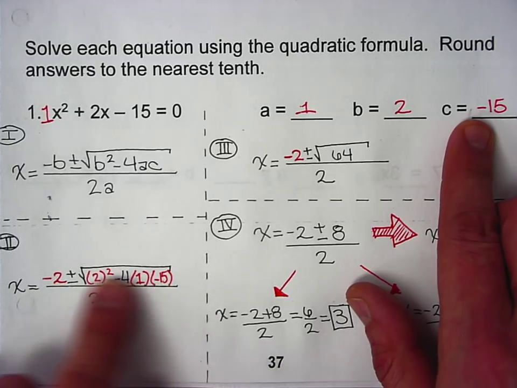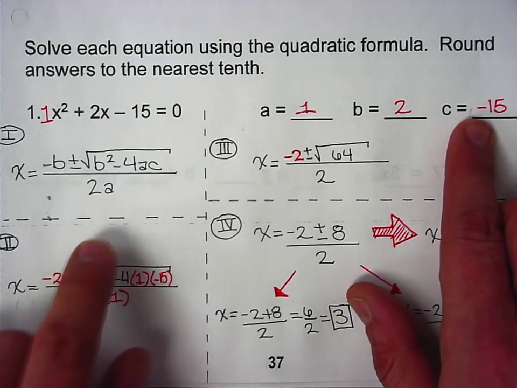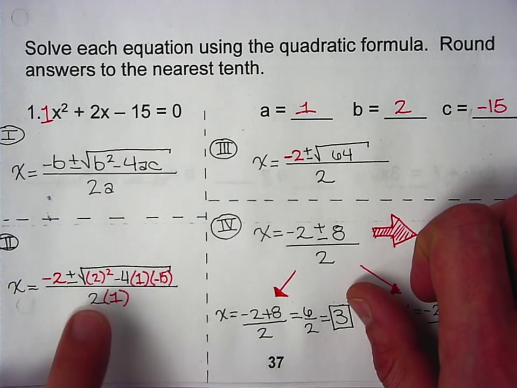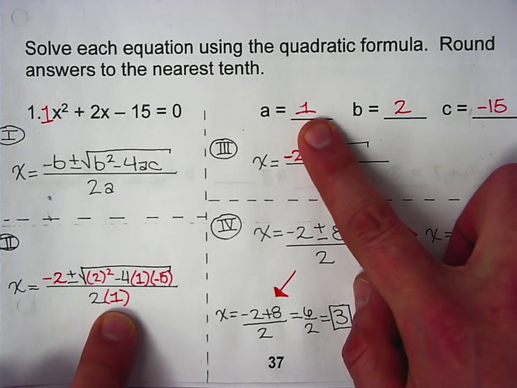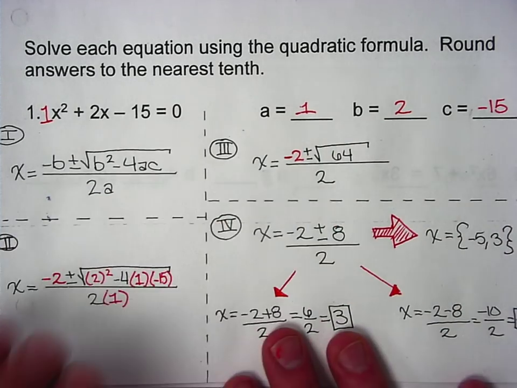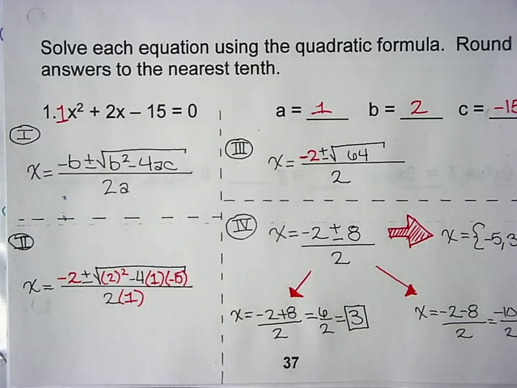That's all on the numerator part of this fraction. Underneath, it's 2 times whatever a is, 2 times this positive 1 right here. So all I did was just substitute in all the values. I haven't even done any calculations yet.